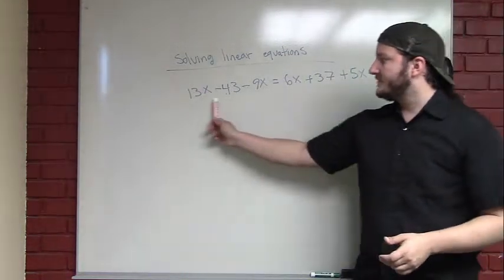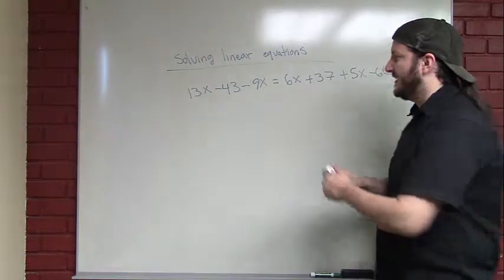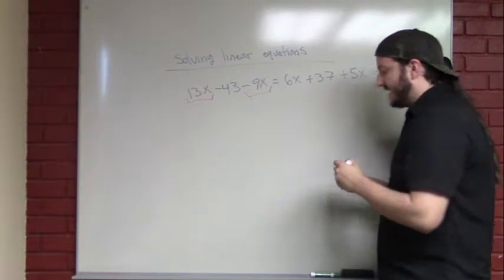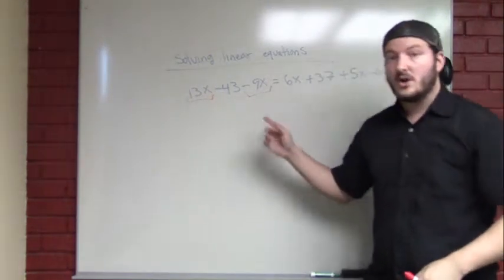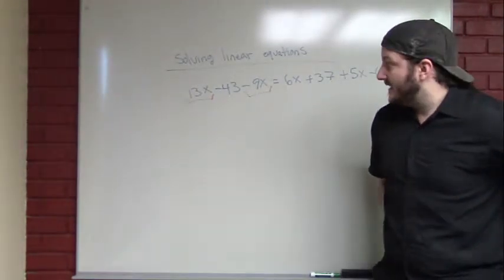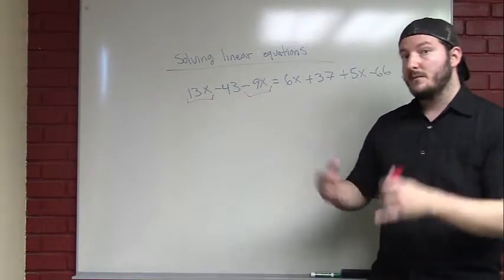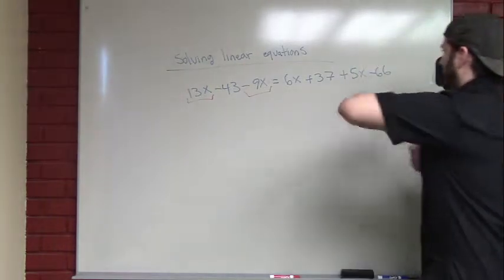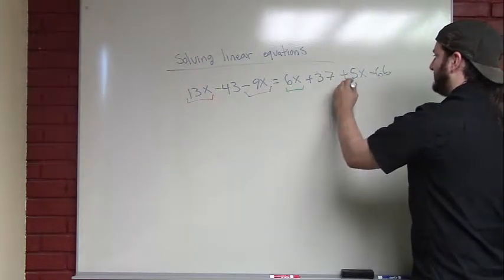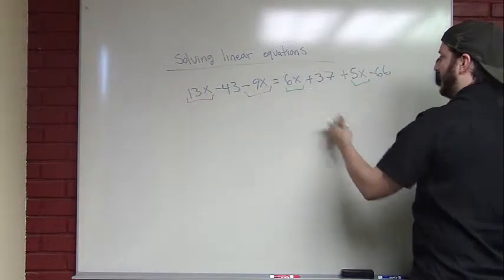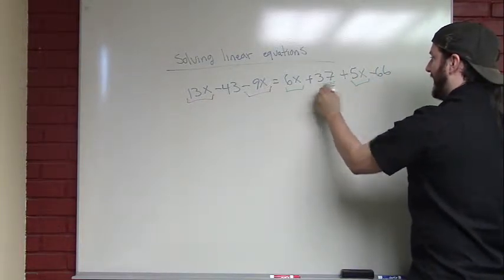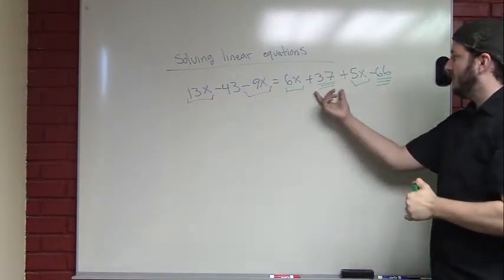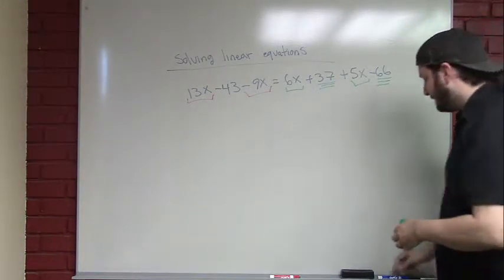So you notice on the left side of the equal sign, we have this 13x here and this negative 9x. Those are like terms, okay? That being said, since they're like terms, you're going to be able to combine those. On your right side, you have a 6x and a 5x. Those are like terms. And you also have these numbers here that you can combine, okay?